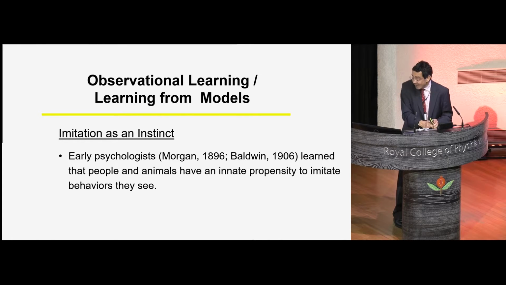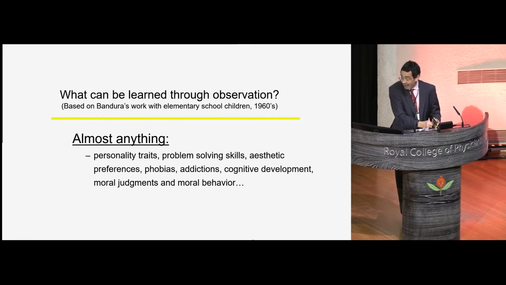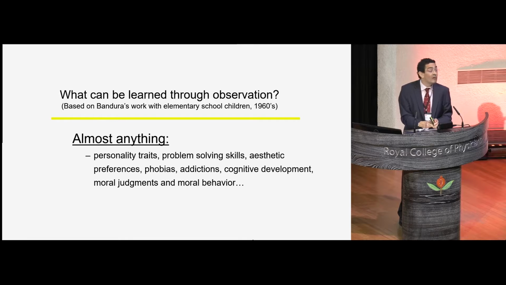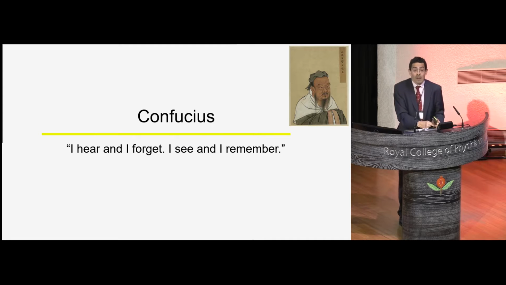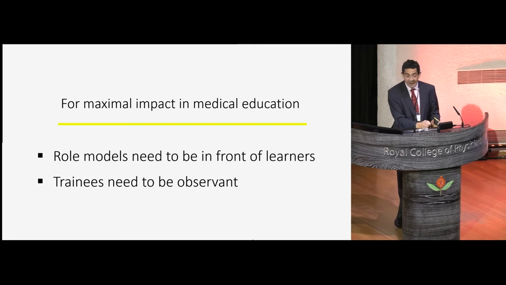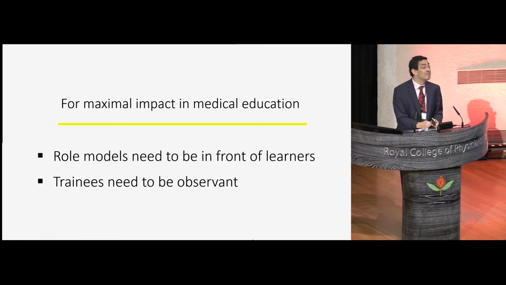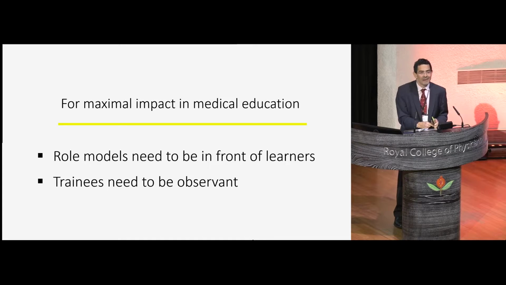It's been shown very long ago that animals and humans have this innate propensity to imitate behaviors that they see. And then further studies in elementary school children show that almost anything can be learned that way. Personality traits, problem-solving skills, cognitive development, even moral behavior can be learned by watching others. And Confucius said, I hear and I forget, I see and I remember. So, rather important. But for maximal impact in medical education, role models need to be in front of learners. Learners need to interact with them frequently and see the role models. And trainees need to be observant. They need to pay attention, they need to watch the role models and learn from them.